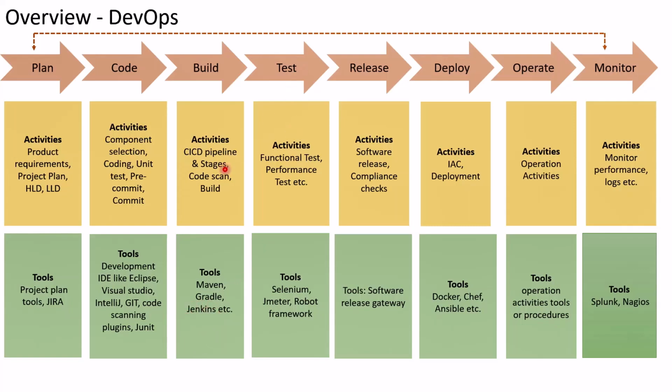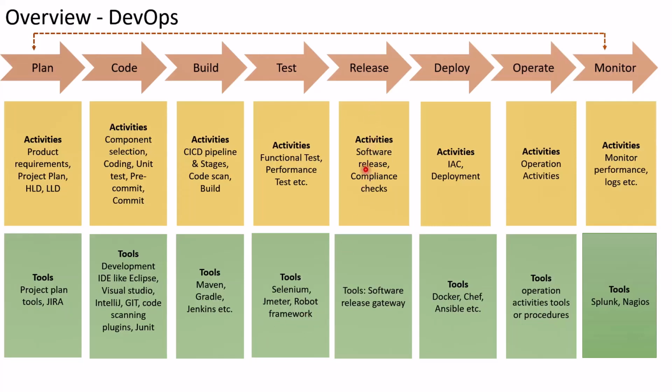Once the code is built, we will deploy and make a runtime. There we will do testing activities like functional test, performance test, and regression test. There are multiple types of tests, right? We will execute the tests. The tools we will use are Selenium, JMeter, Robot Framework, and other tools also.